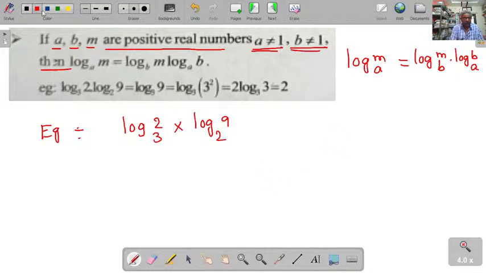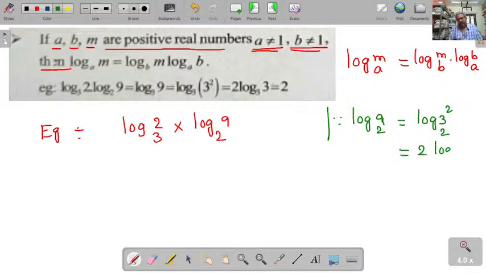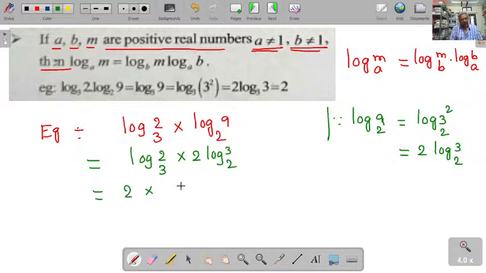Now, first of all, let us find out here log 9 base 2. This is equal to log 3 square to the base 2. So this can be written as 2 times log 3 base 2. Am I clear now? So let us substitute here. Log 2 to the base 3 multiplied with 2 times log 3 base 2. This can be rewritten as 2 times log 2 base 3 multiplied with log 3 to the base 3.